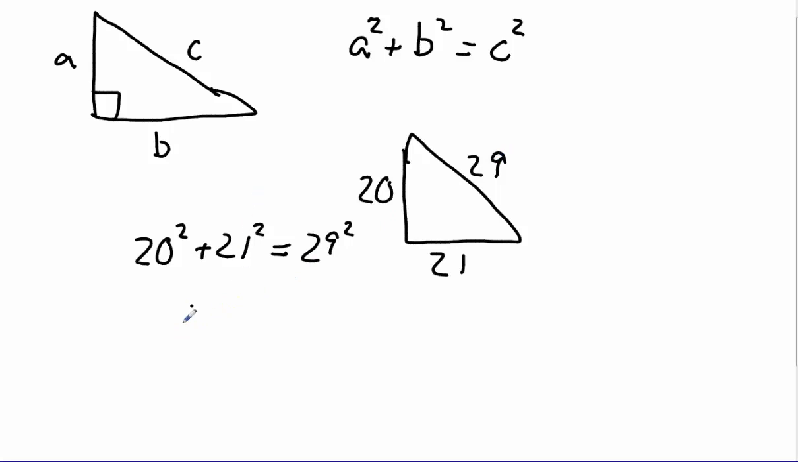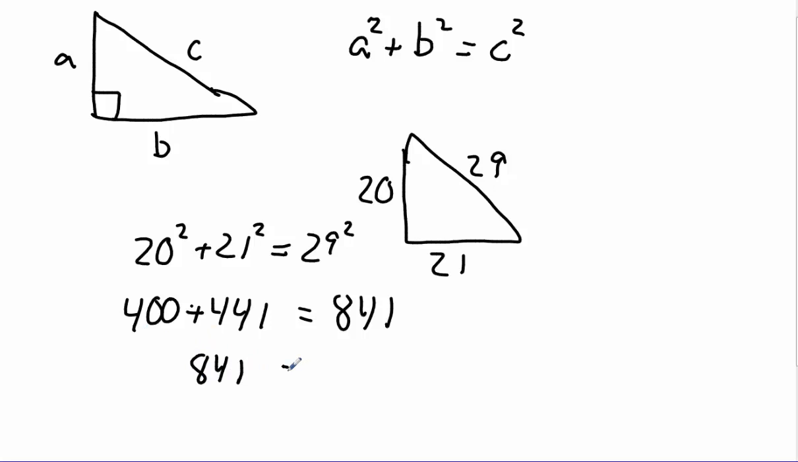Okay, so 20 squared, we're going to get 400, plus 21 squared is going to give us 441, and 29 squared gives us 841. Okay, we simplify. 400 plus 441 is 841, and that is also equal to 841. Since this is a true statement, we can conclude that a 20, 21, 29 triangle is in fact right, since it agrees with the Pythagorean theorem.